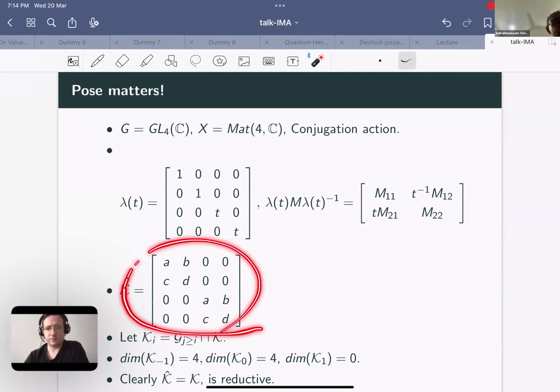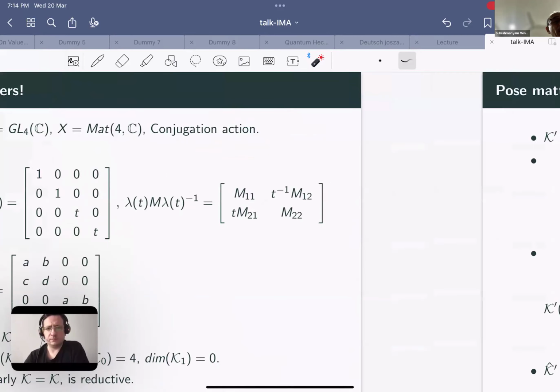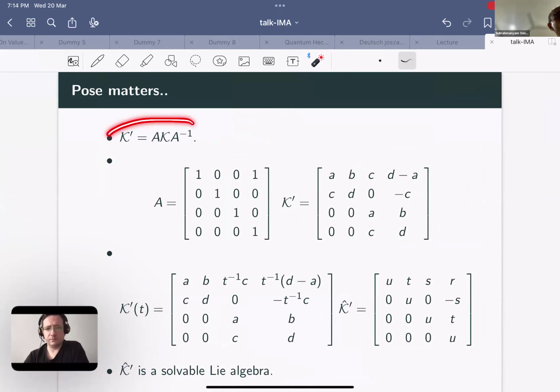But this same Lie algebra, note that we are looking at conjugation, I could have given you a different pose of this Lie algebra. The Lie algebra remains the same. Up to conjugation, it is the same. But if I start off with this matrix and I conjugate my k by this, then this is what my k prime looks like now.